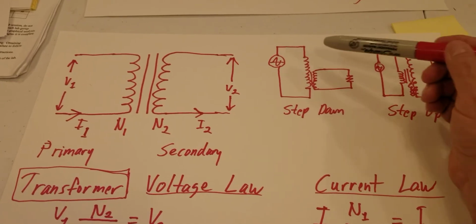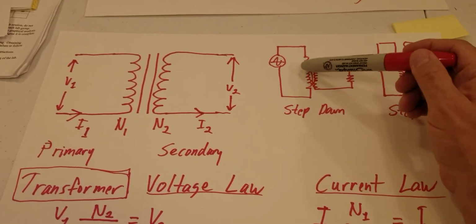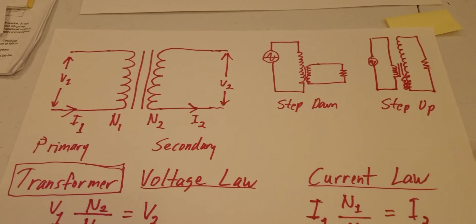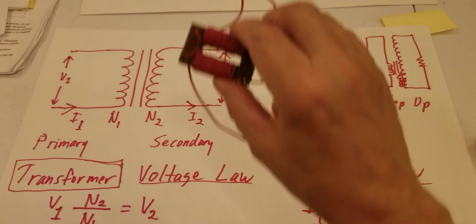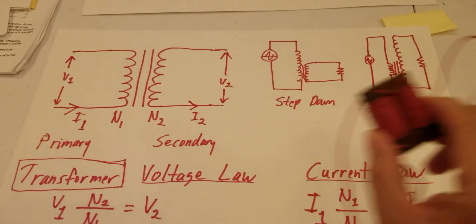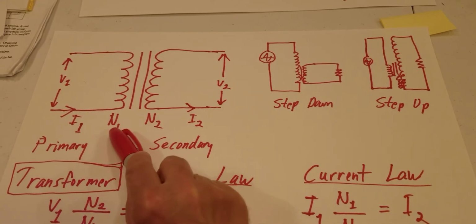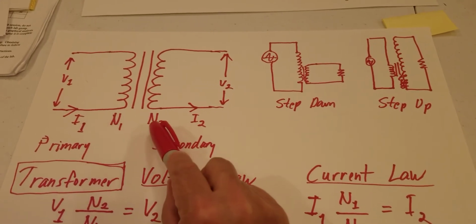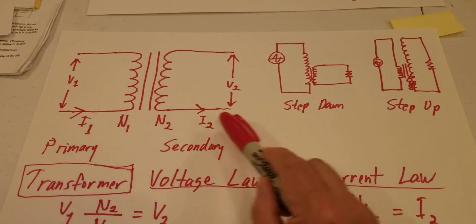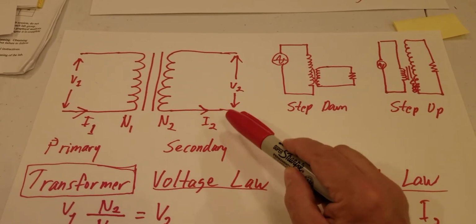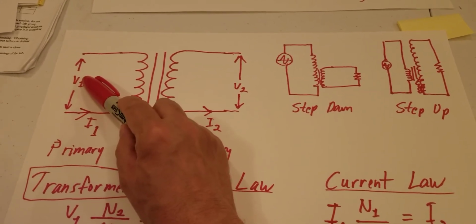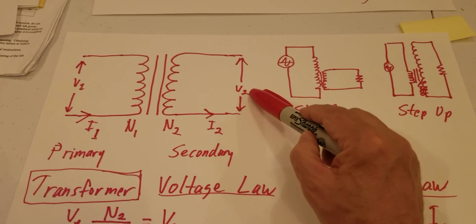And what that is, when you have a lot of windings, how many turns, each one of these little bumps represents a turn around the core. See how there's multiple turns? That's what this is: the number of turns in the primary, the number of turns in the secondary, the voltage in the primary, the current in the primary, the current in the secondary, the voltage applied to the primary, the voltage that comes out of the secondary.